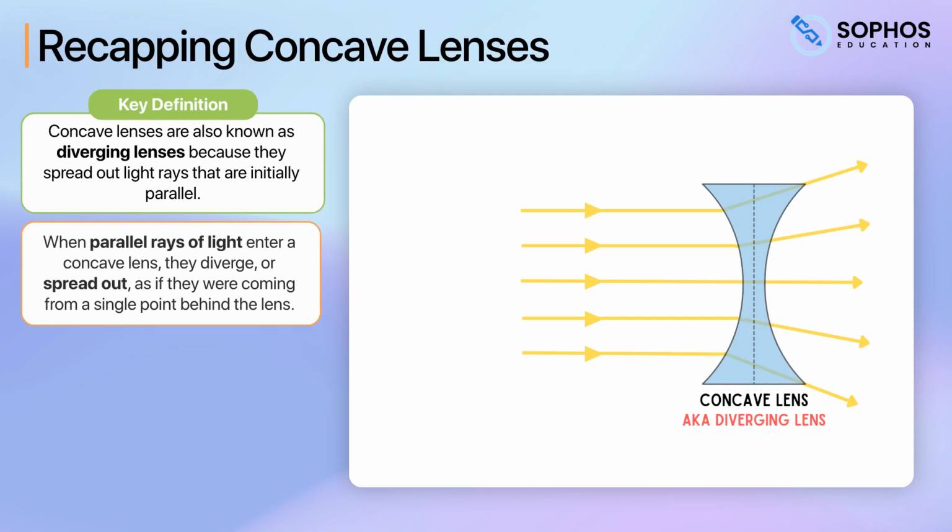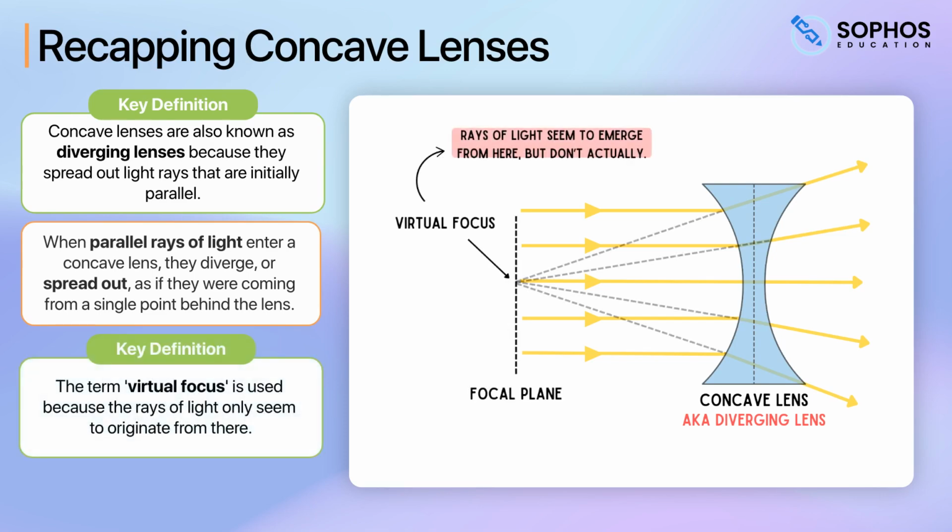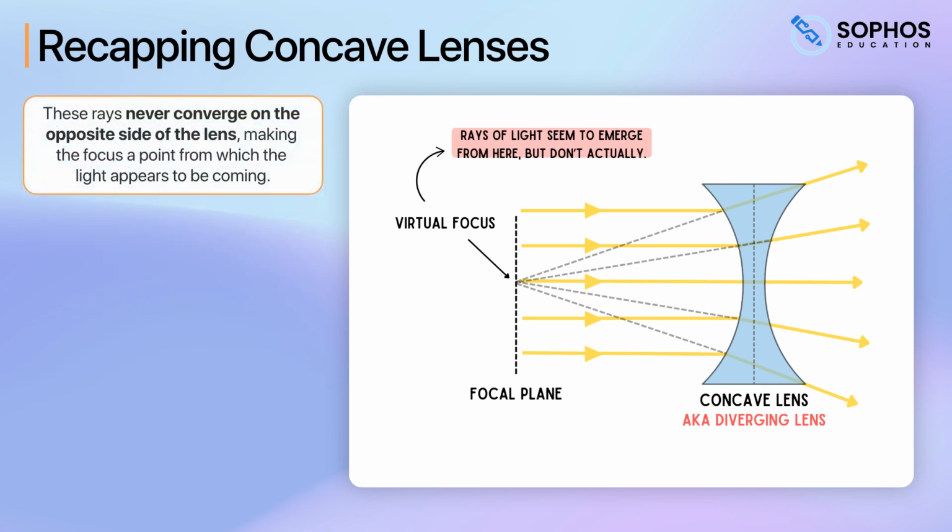This single point is known as the virtual focus. The term virtual focus is used because the rays of light only seem to originate from there. They don't actually pass through this point. In practical terms, these rays never converge on the opposite side of the lens, making the focus a point from which the light appears to be coming.